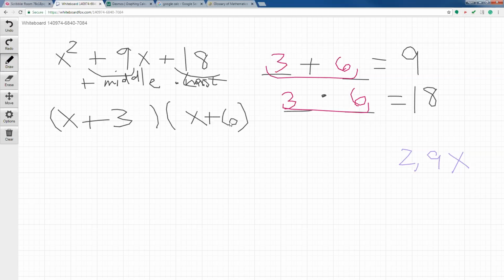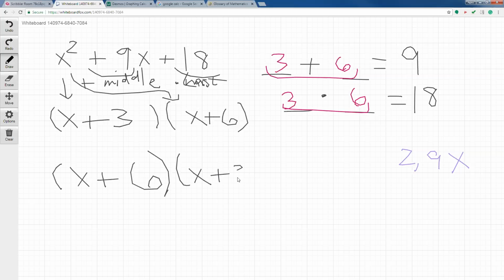But once you find the two numbers, the final answer is just writing it in. We know that x squared gives 1x for the first and 1x for the second. And then you just write the +3, +6. The order does not matter. I could write x plus 6 first if you got 6 and wrote the 6 first and then wrote the 3 second. Doesn't matter. Still the same answer.